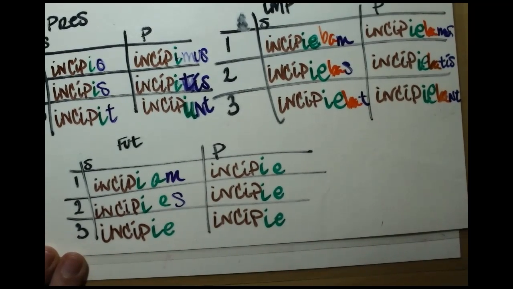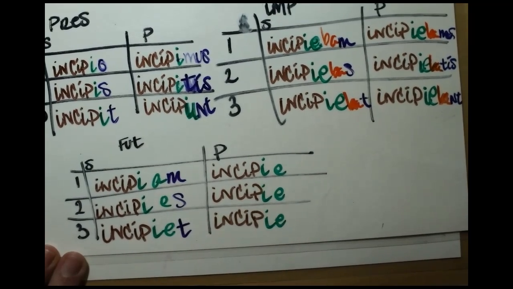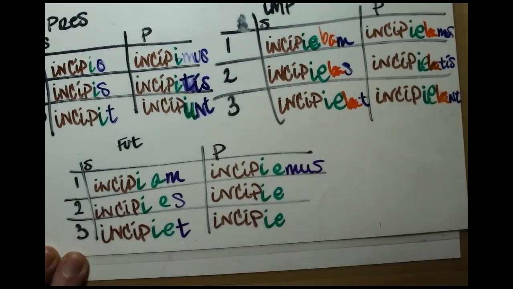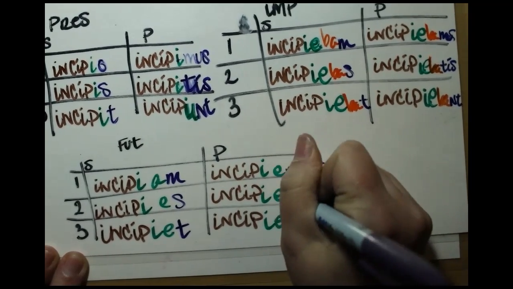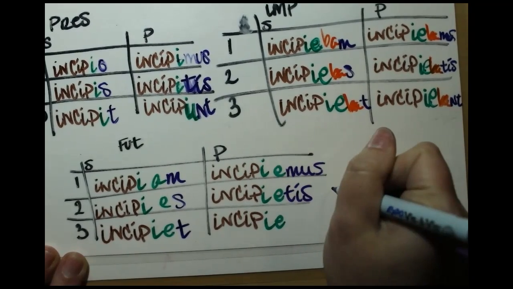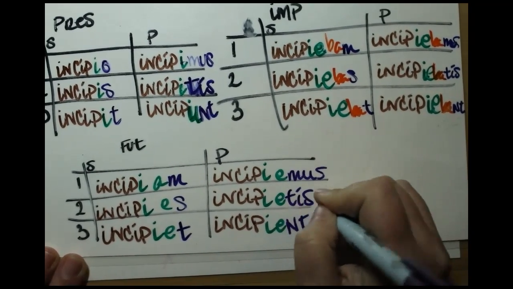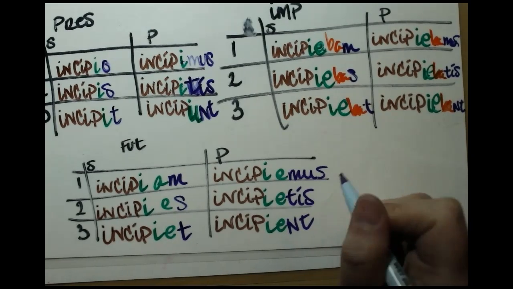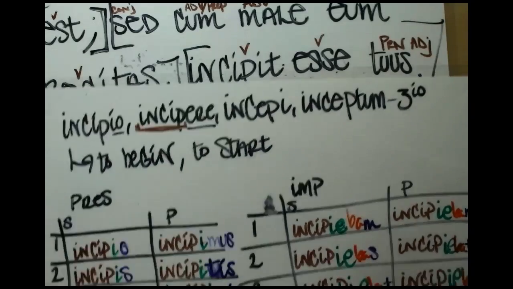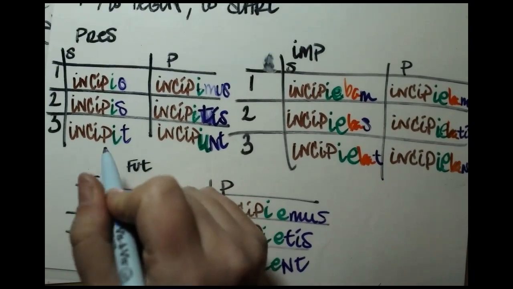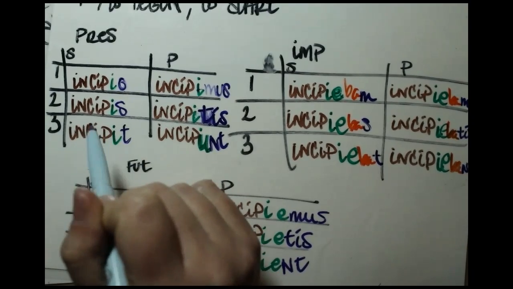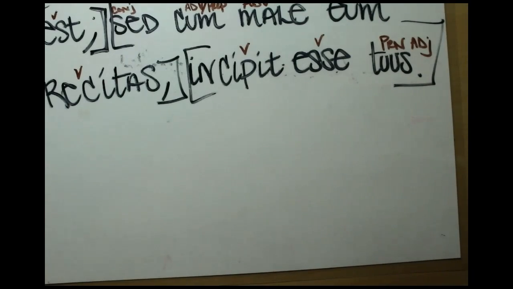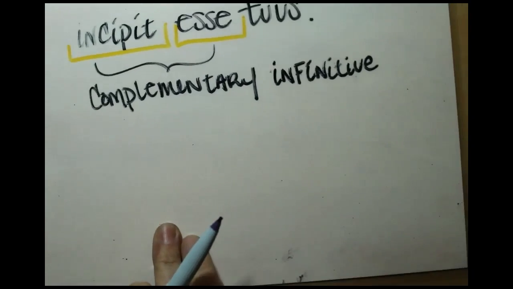Incipies, you will begin, you will start. Incipiet, it will begin, it will start. Incipiemus, we will begin, we will start. Incipietis, y'all will begin, y'all will start. Incipient, they will begin, they will start. So now what's in our sentence is incipit, which is the third person singular in the present. Incipit. He, she, it starts. Oh, there we go. Incipit.